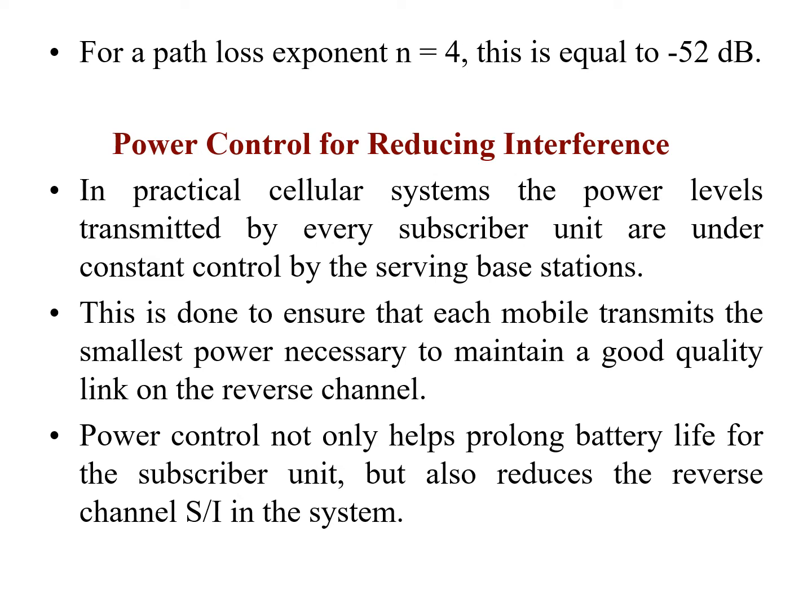Power control for reducing interference. In practical cellular systems, the power levels transmitted by every subscriber unit are under constant control by the serving base stations. This is done to ensure that every mobile transmits the smallest power necessary to maintain a good quality link on the reverse channel. Power control not only helps prolong battery life for the subscriber unit, but also reduces the reverse channel S/I in the system.